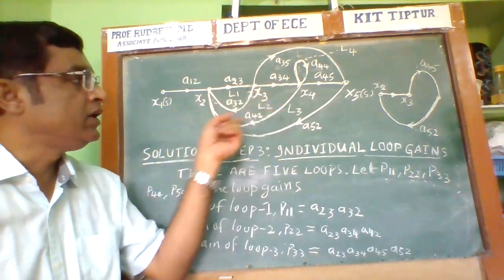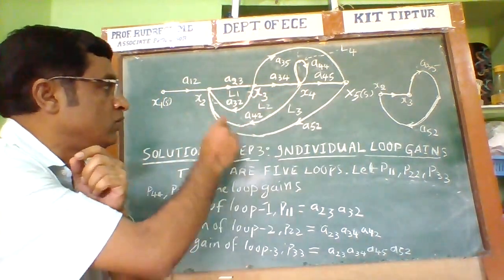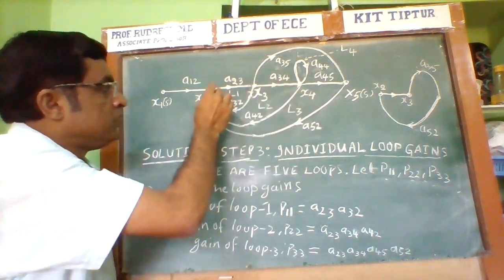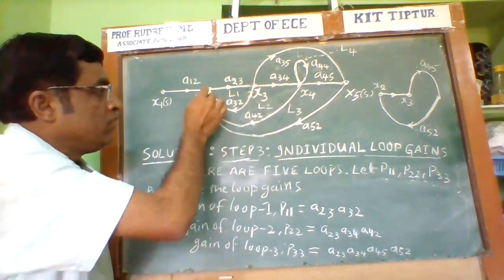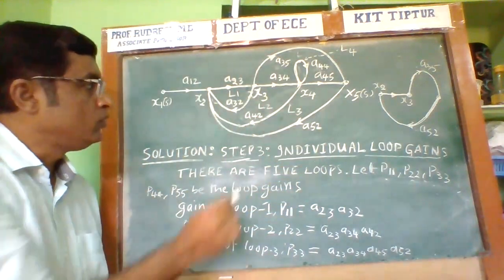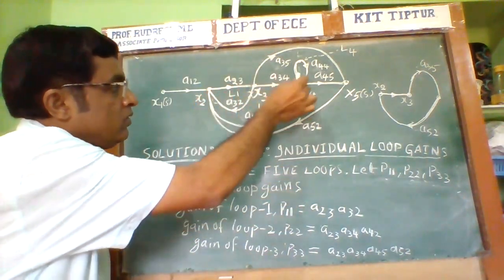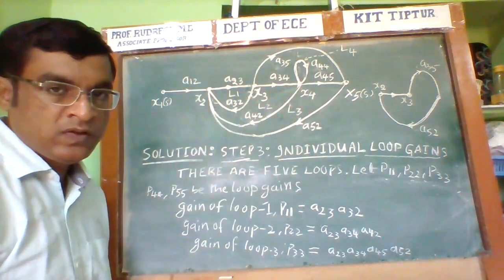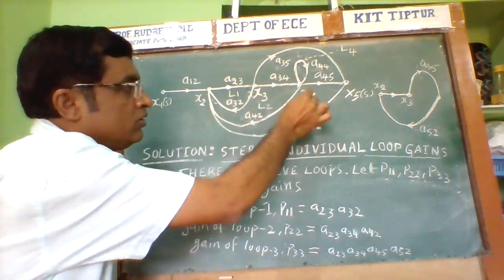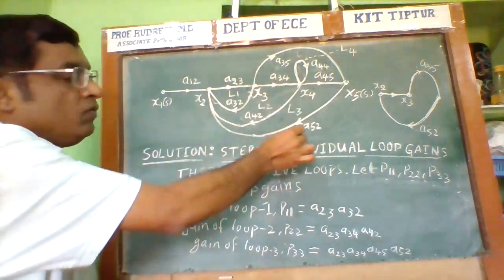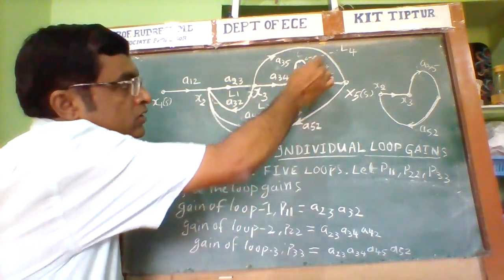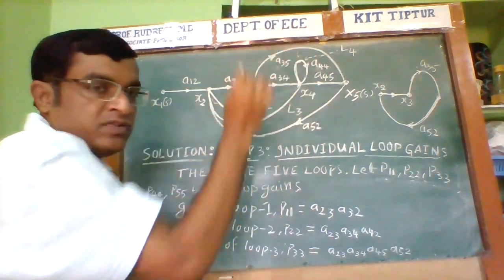We found that there are 5 loops. This is loop 1 and this is L2. The first loop starts from the X2 node, goes to the X3 node, and comes back to the same node. A loop is a closed path that starts and ends at the same node. Similarly, X2 node, X3 node, X4 node, and back again is another loop, the outer loop. X2 node, X3 node, X4 node, and X5 node via this particular branch is another loop. This is also another loop, starting from the X4 node and coming back to the same node.